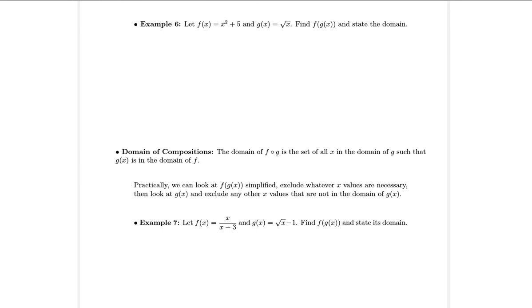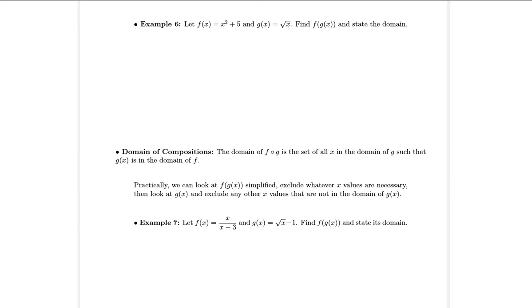Lastly here, we're going to go back to the idea of looking at composition of functions when we're given formulas for those functions. So let's look at example 6 here, which looks like it'll be pretty simple. It asks me to let f of x equal x squared plus 5 and g of x equal square root of x, and then find f of g of x and state the domain.